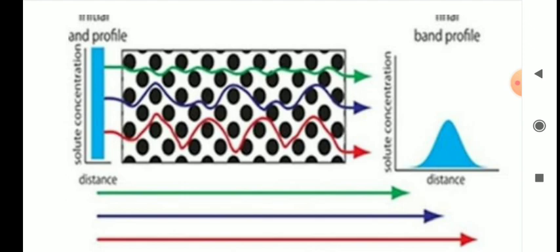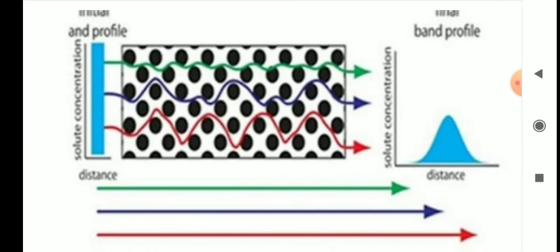So the distance traveled by different molecules is different, and because of that, you don't get a sharp peak, but you get a broad peak. You have to avoid this difference in paths. The paths traveled by the molecules should be almost the same or similar. Then only the peak obtained will be a narrow peak. And if the band profile is narrow, then the separation of the mixture is very good.